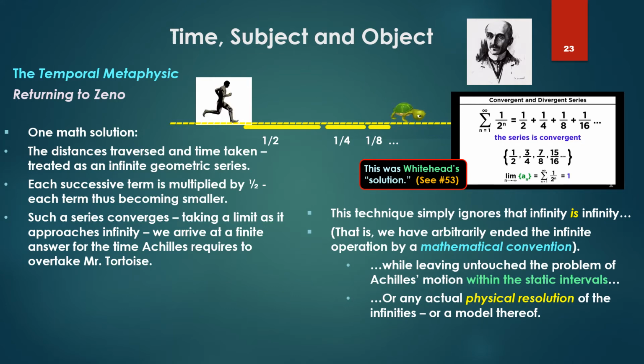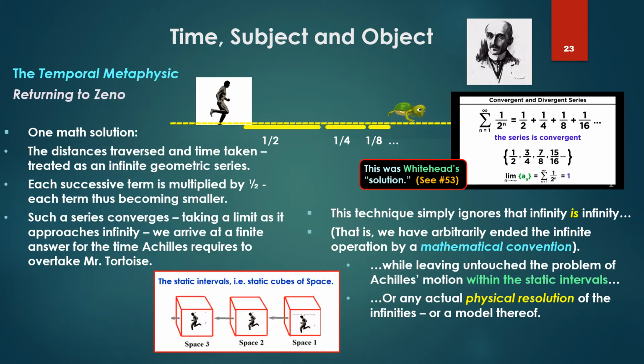That is, we've arbitrarily ended the infinite operation by a mathematical convention. That is, the notion of taking a limit. And we've left untouched the problem of Achilles' motion within the static intervals, or any actual physical resolution of the infinities, or a model thereof. This is important. In other words, we just have the static intervals, that is, the static cubes of space.